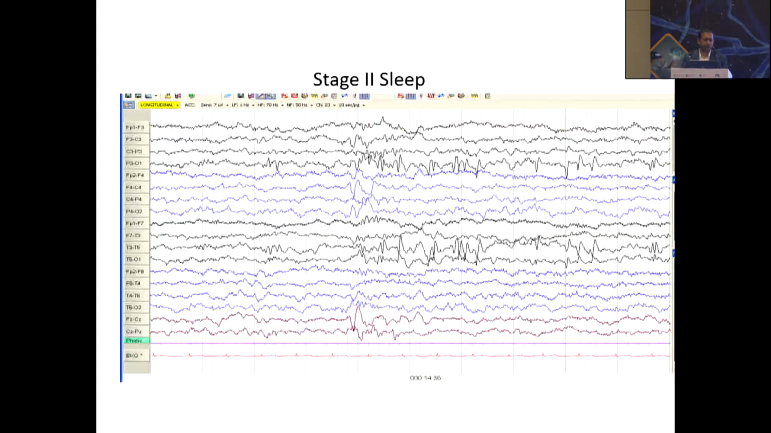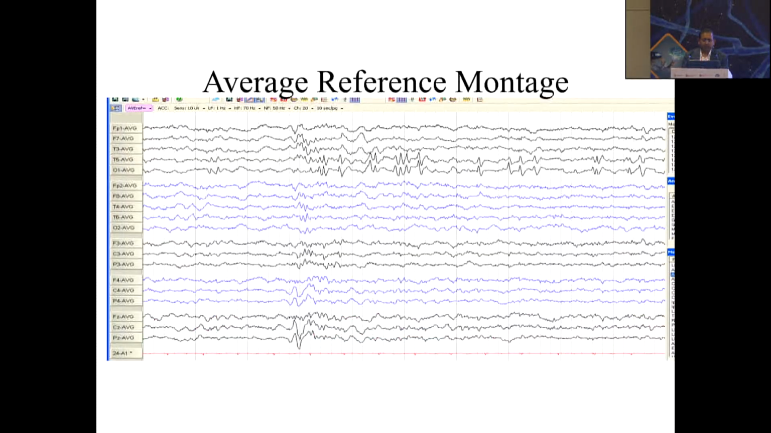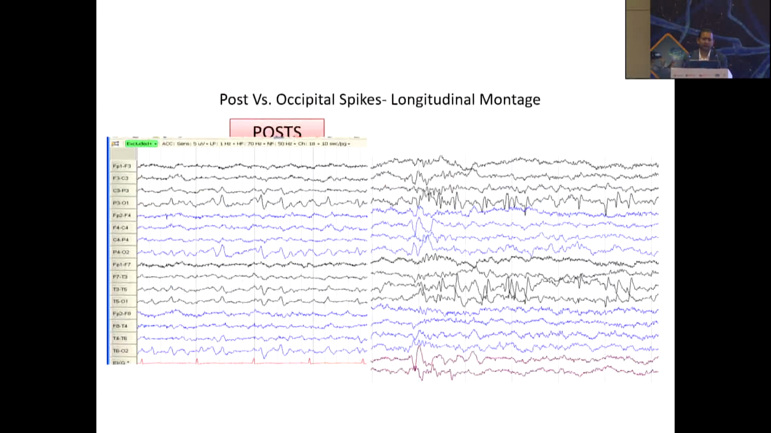So that is POSTs. Another example, in bipolar, if it is going down, then this is an occipital spike. So here it is bipolar, P3-O1, it is going down, which means this is an occipital spike. In the referential, the occipital spike will go up. In the referential, occipital spike is up while the POSTs is down. So this is how to differentiate.